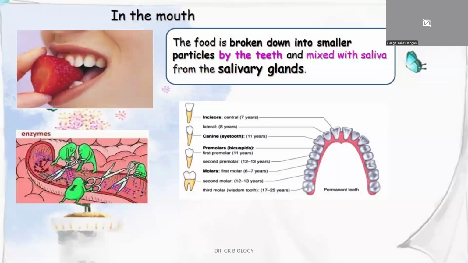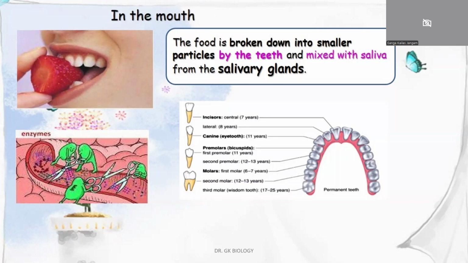And now we are going to learn what exactly is happening in all these parts of the alimentary canal. First, we'll start with the mouth. The food is broken down into smaller particles by the teeth and mixed with the saliva from the salivary glands. Whatever food we are taking will be broken down by the teeth and mixed with the saliva.